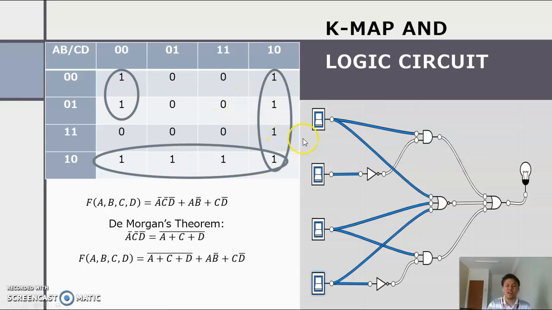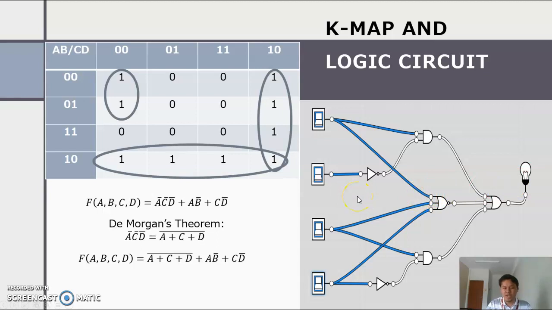As you can see, there are four inputs, A, B, C and D. And this is the output, where we use a bulb as the output. When the bulb is not lit up, the output is 0, and when it lights up, the output is 1. So let's analyze the logic circuit.